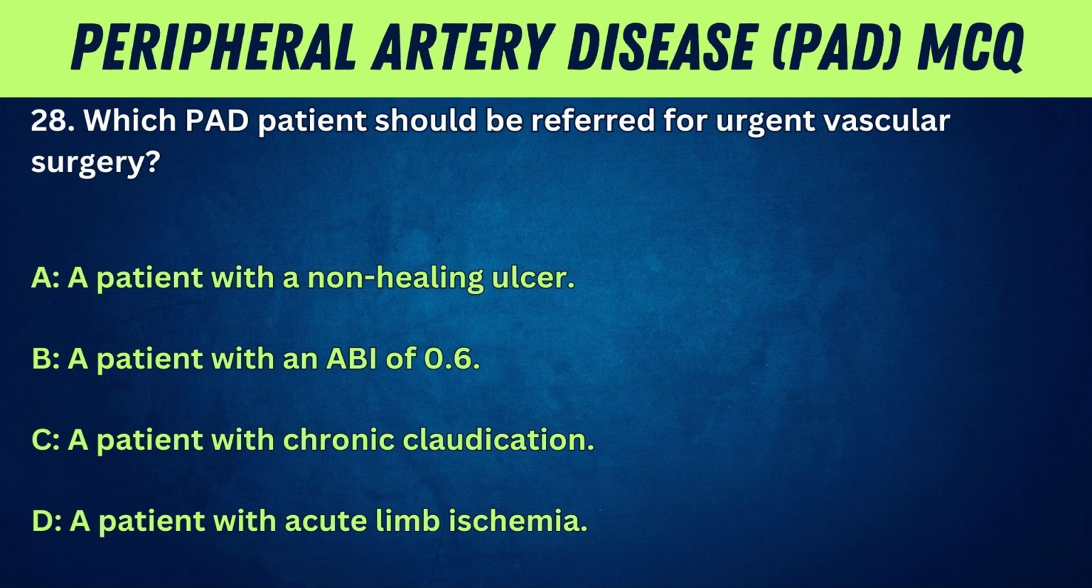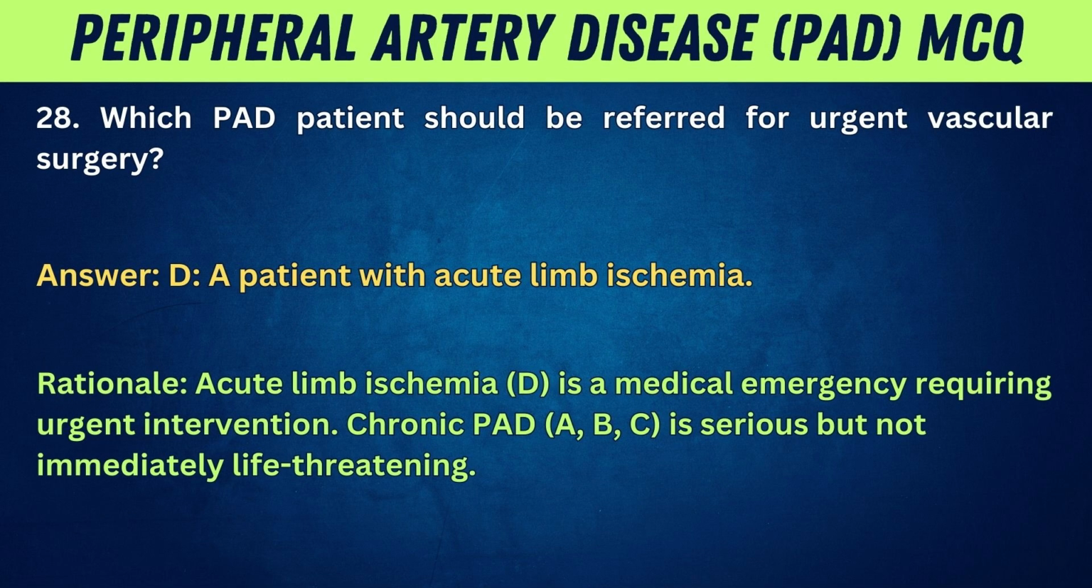28. Which PAD patient should be referred for urgent vascular surgery? A. A patient with a non-healing ulcer. B. A patient with an ABI of 0.6. C. A patient with chronic claudication. D. A patient with acute limb ischemia. Answer: D. A patient with acute limb ischemia. Rationale: acute limb ischemia, D, is a medical emergency requiring urgent intervention. Chronic PAD, A, B, C, is serious but not immediately life-threatening.